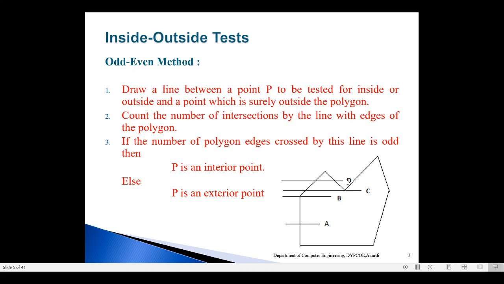Let's consider another example, for point D. For point D, this scan line intersects two polygon edges, this one and this one. So there are two intersection points, 1 and 2. So 2 is an even number. If there is an even number of intersection points, then the point is outside the polygon. So these are two simple cases for testing whether a point is inside or outside.